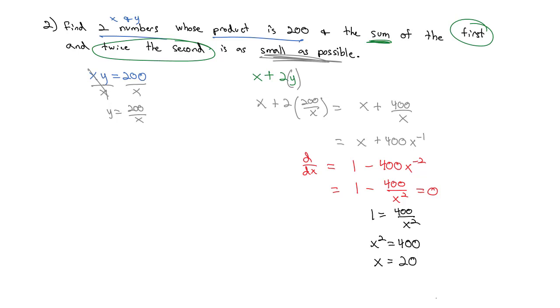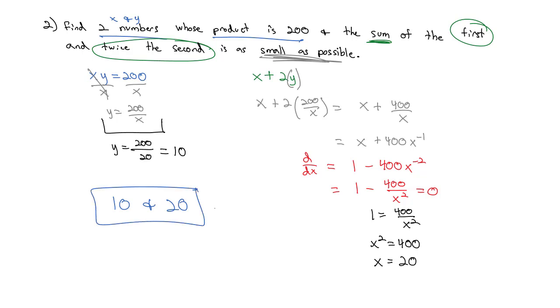Now, it could have been negative 20. It didn't specify in this problem, so negative 20 would also be a possibility. But let's pretend we wanted just all positive numbers. So if x is 20, we still need to find y. And the place we're going to get y from is that y is equal to 200 divided by our x. 200 divided by 20 is 10. So the two numbers that we need are 20 and 10. Those are two numbers whose product is 200, and the sum of the first and twice the second is as small as it possibly could be.